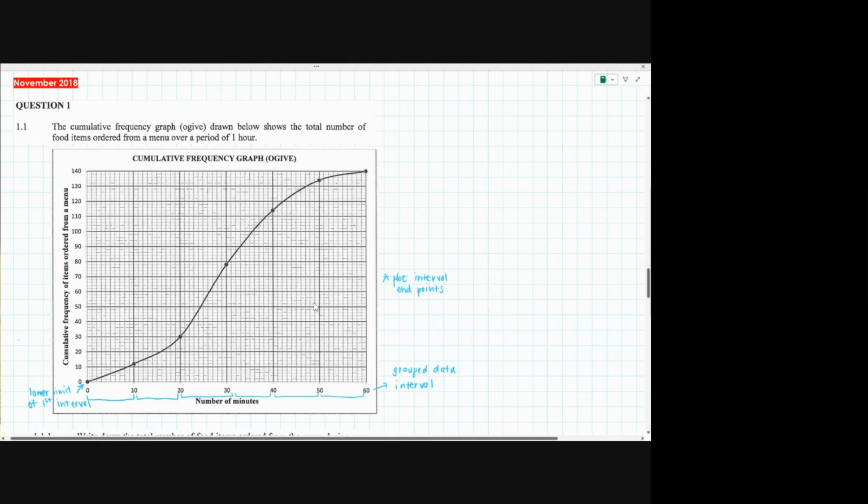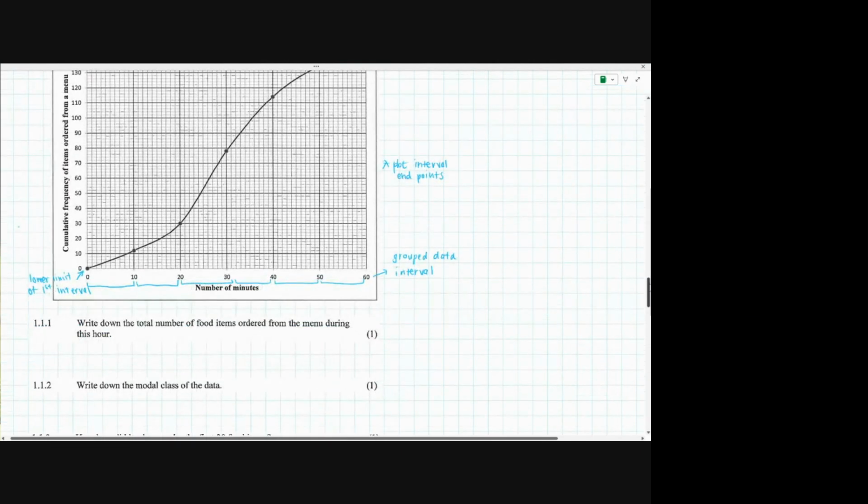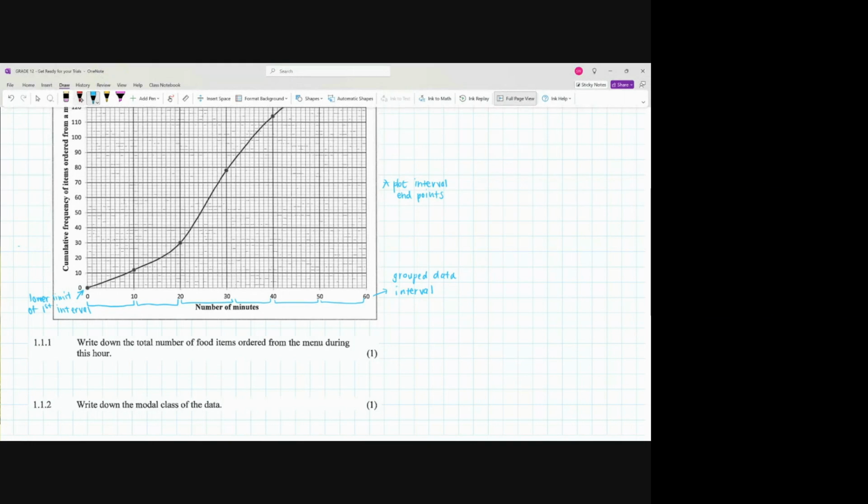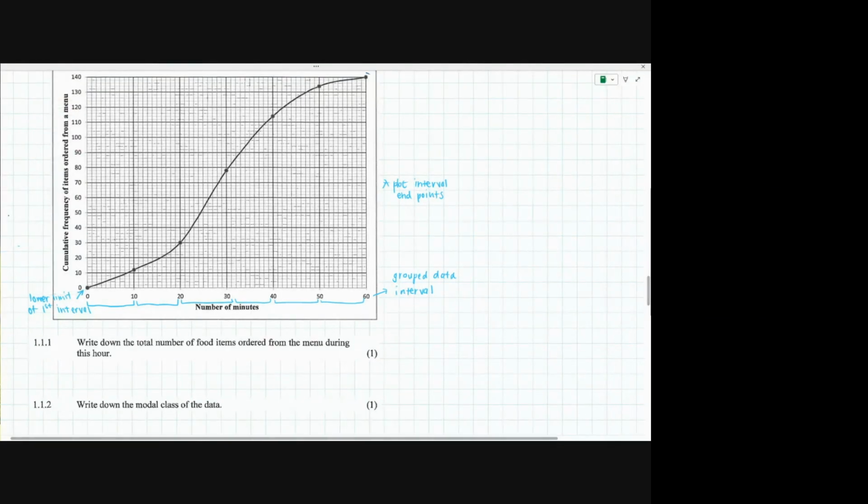Right, so the first question is asking, write down the total number of food items ordered from the menu during this hour. Now remember, because it's cumulative frequency, it's accumulating. This final point over here, the y value represents n, so how many. So all we do is we read off the cumulative frequency, it's 140. So within this first hour, there were 140 food items ordered. That's it. Nothing more, nothing less.